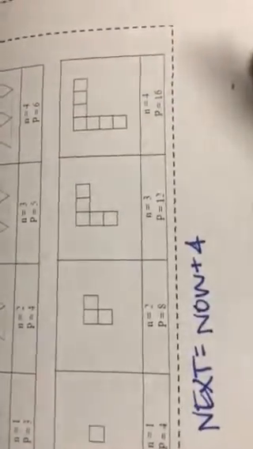So what that means is next equals now plus 4. Okay? If you write it just with n's and p's, to get from 1 to 4, you have to multiply by 4. To get from 2 to 8, you also have to multiply by 4. To get from 3 to 12, you multiply by 4, and to get from 4 to 16, you multiply by 4. So, n times 4 equals p. Okay, you can also write it that way.